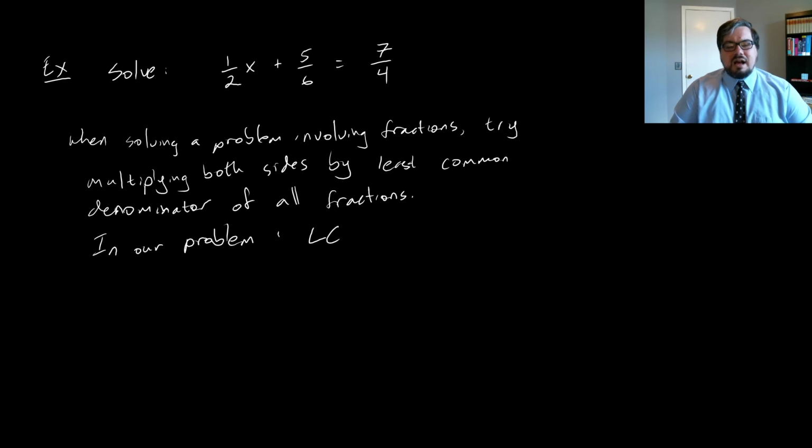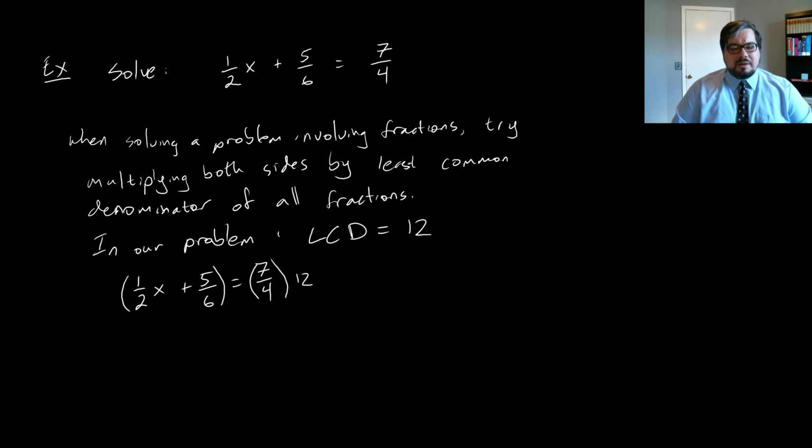So in our problem, the least common denominator is going to be the least common denominator of 2, 6, and 4. Those are our denominators in our problem, and the least common denominator of all of those is 12. So let's try taking our equation here, and let's try multiplying both sides of our equation by 12. Again, we're allowed to do this because we're allowed to multiply both sides of our equation by anything we want. And so in particular, we can choose to do 12 if we think that's going to help us. Well, let's see how that goes.